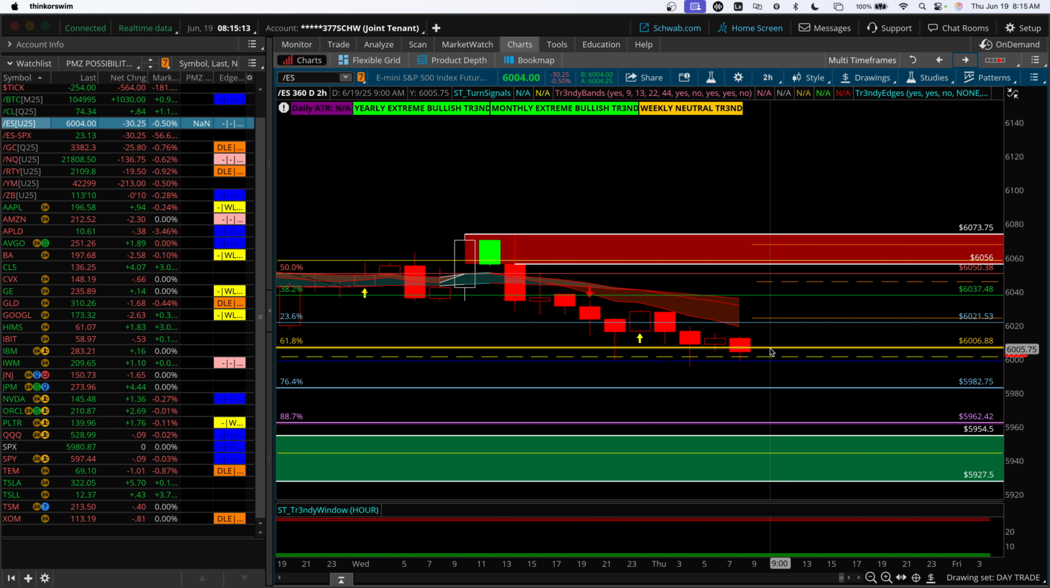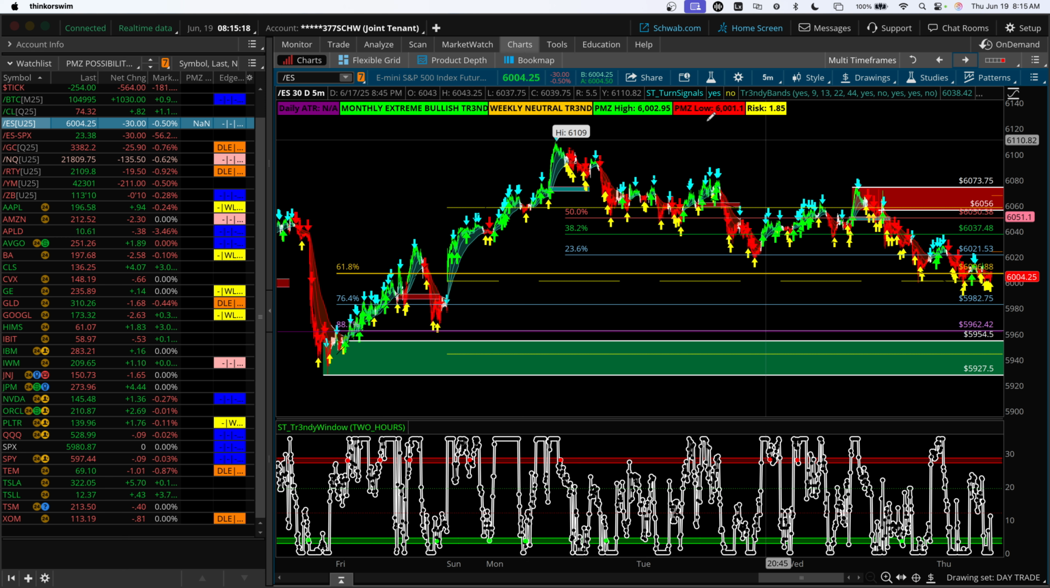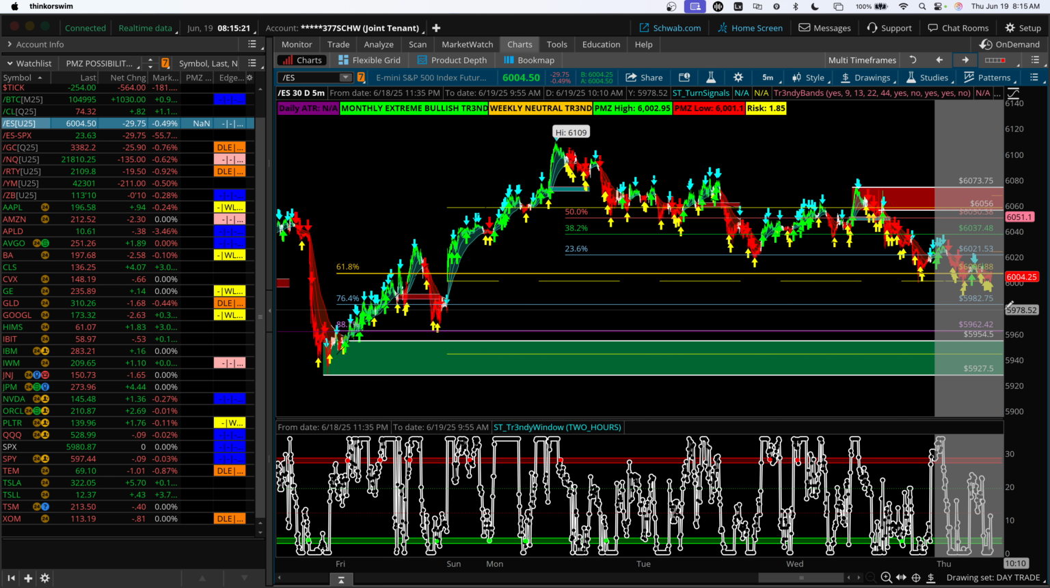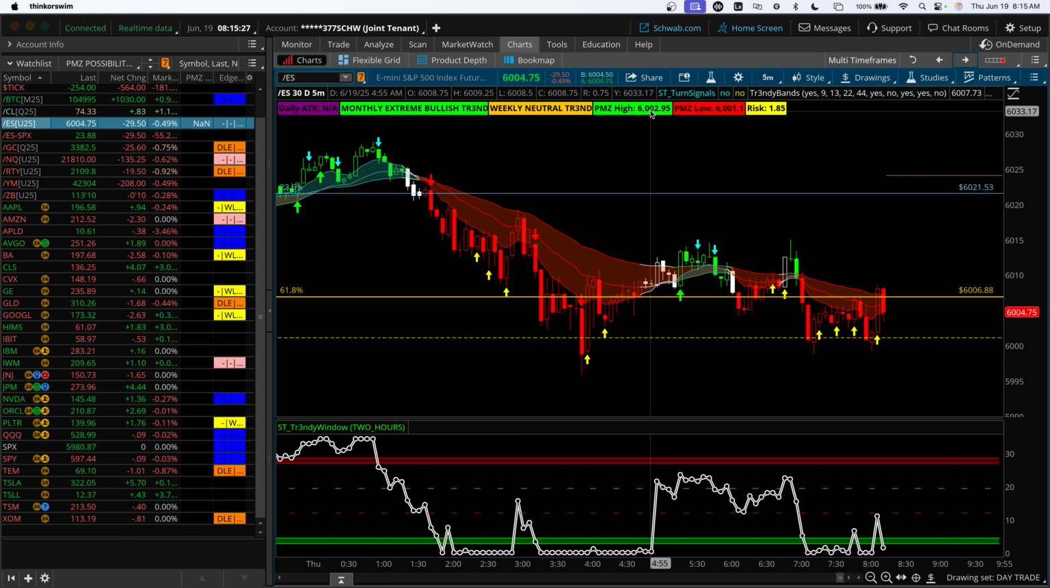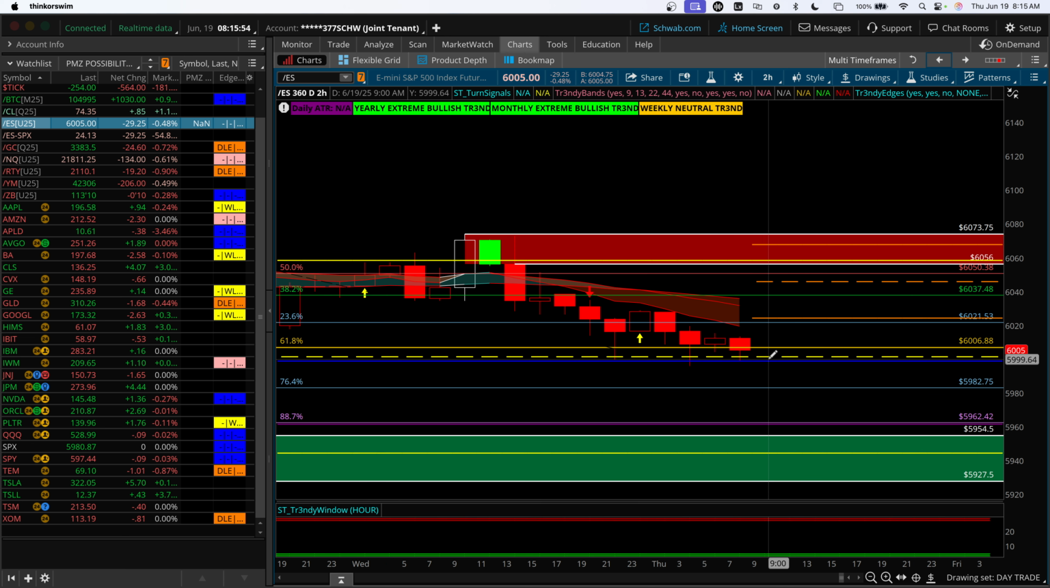What I like to use is the PMZ indicator, a proprietary indicator from the Trendy Trading Room, and it gives me a trigger long and a trigger short. Above the PMZ high is trigger long, below the PMZ low is trigger short. That's going to line up somewhere, let's just say 6005 to 6,000. So below 6,000 would be that trigger short level, and above 6,005 would be the trigger long.